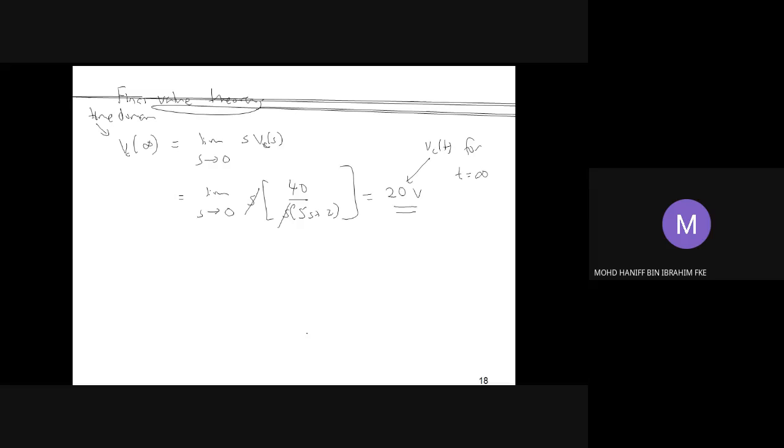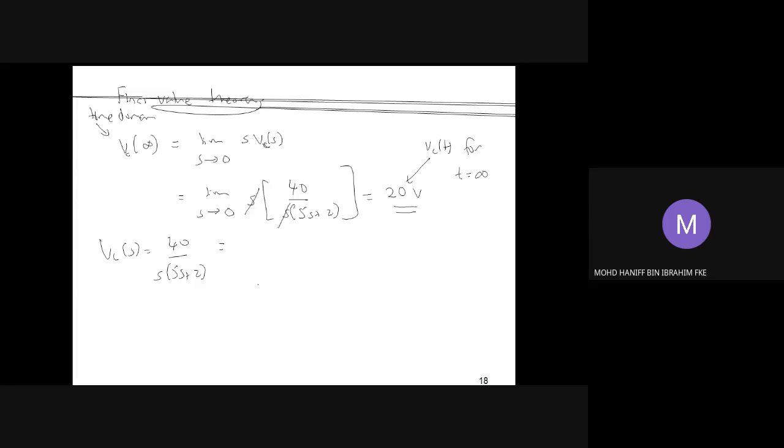Okay, so again, we need to use these VCS terms to find the VCT for t bigger than 0. What we have obtained here, this VCS, is the capacitor voltage in the S domain for t bigger than 0. So to find the VCT, you have to do the inverse of Laplace transform. Okay, so I need to rewrite the VCS. So we're going to have 40 divided by S, 5S plus 2.